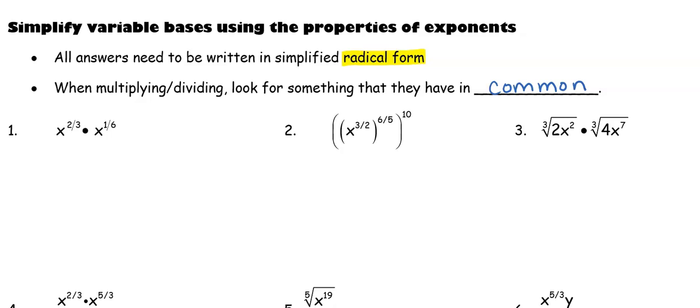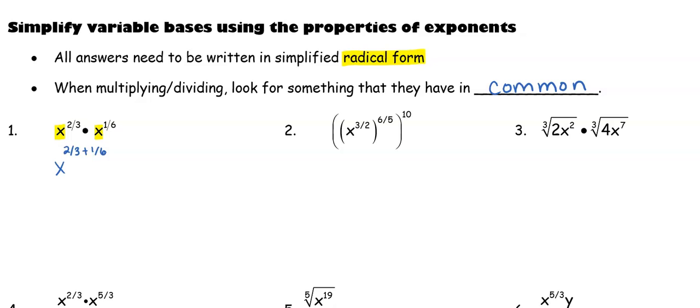So if I get to number 1, I'm looking for what they have in common. And these two have the same base. And we know our exponent rules. We've reviewed all of our exponent rules. So if I have the same base and I'm multiplying those same bases, I need to add the exponents. You can add the exponents however you want. You can pull out your calculator and add them.